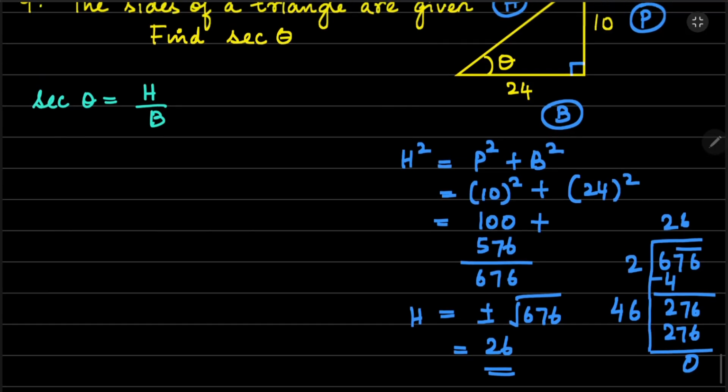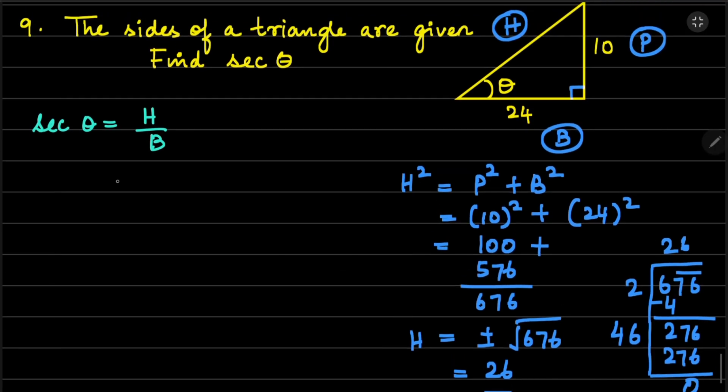Once you know H, now you can find out secant theta. What is secant theta? H is nothing but 26, B is nothing but 24. Okay, you can cancel it up. So 2, 13, 12. So the answer is 13 by 12.